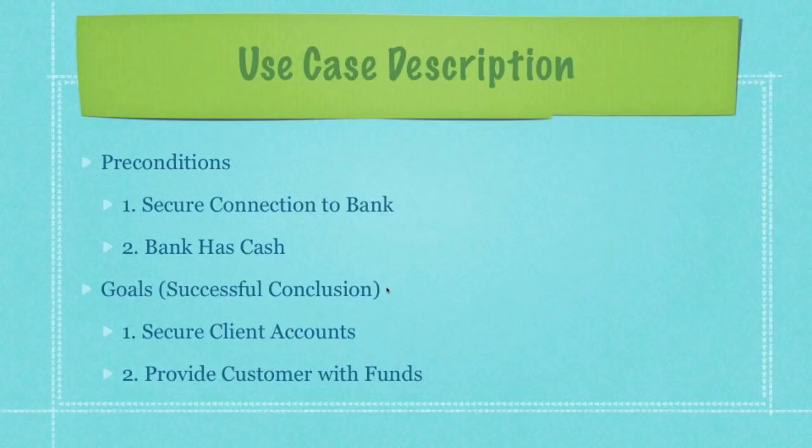Then we get into goals or successful conclusions. Sometimes people break these into two separate parts, but in this situation I'm just going to list them as one. Under goals, we want to first make sure that our client accounts are secure, and secondly, provide the customer with funds if we have them on hand. So those are our two goals, and I'm just breaking everything down into pieces.